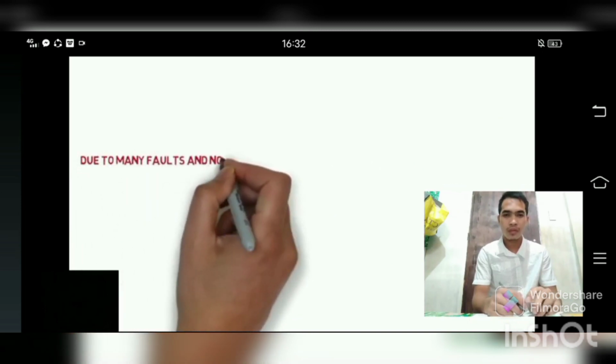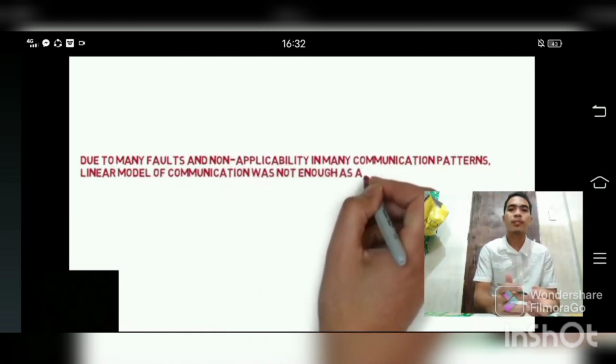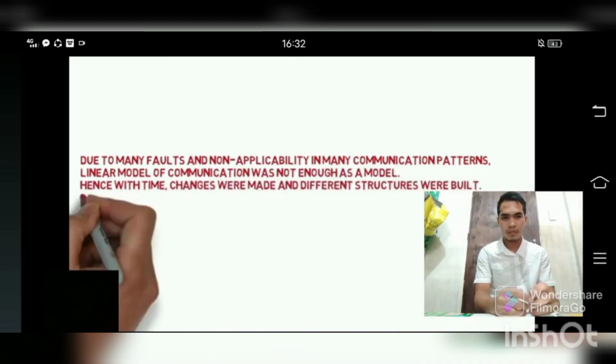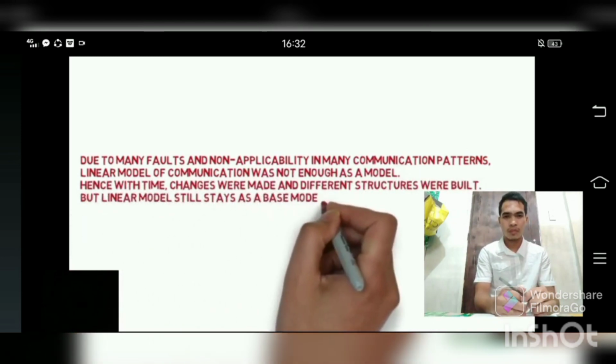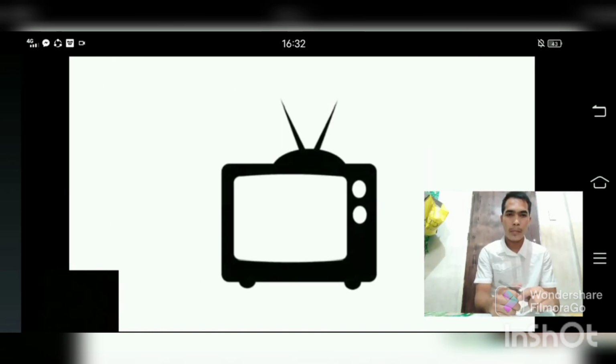Due to many faults and non-applicability in many communication patterns, the linear model of communication was not enough as a model. Hence, with time, changes were made and different structures were built. But the linear model still stays as a base model for every communication form.